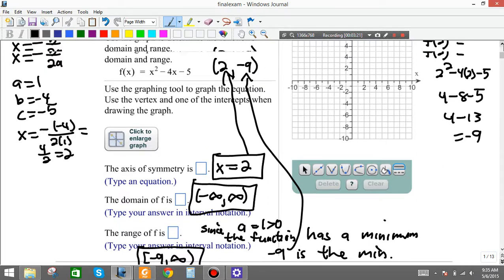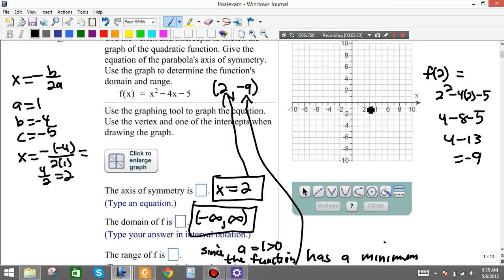In order to draw this, you need to go to the vertex. The vertex is 2, negative 9. And now we need one more point, and that point is going to be negative 5 because you get it by plugging in 0 for x. So plugging in 0 for x gets you negative 5. And there you have it. So something like this.